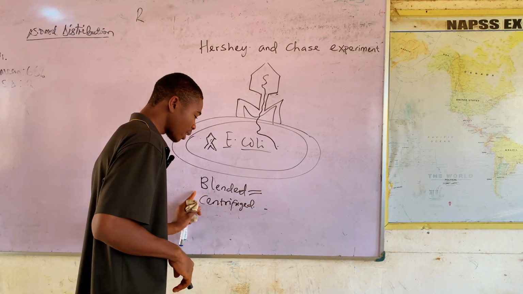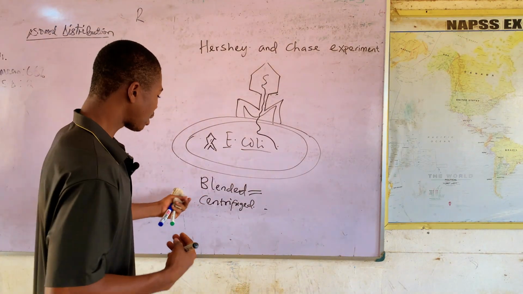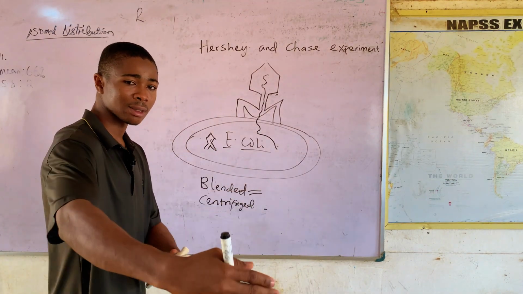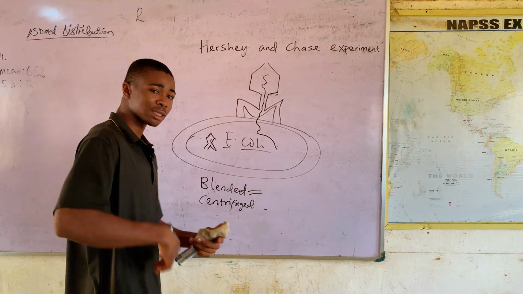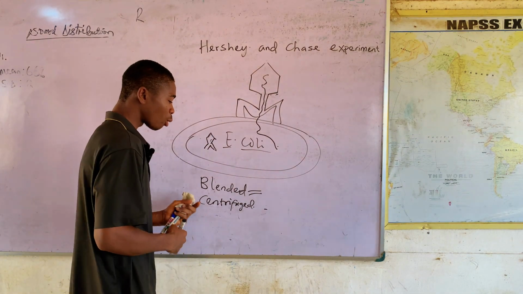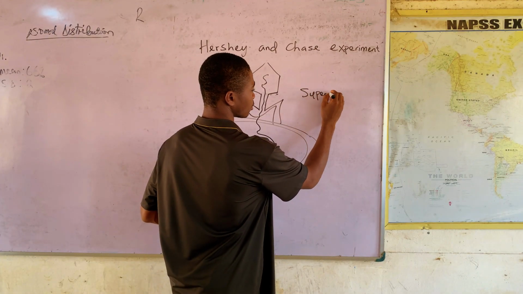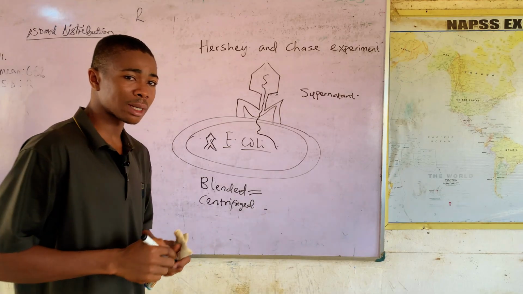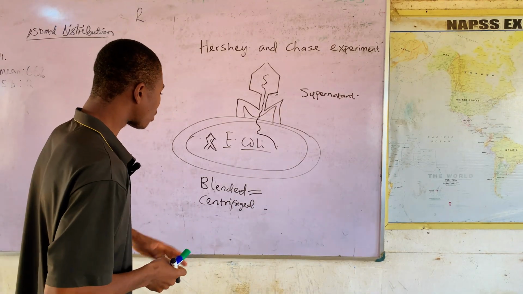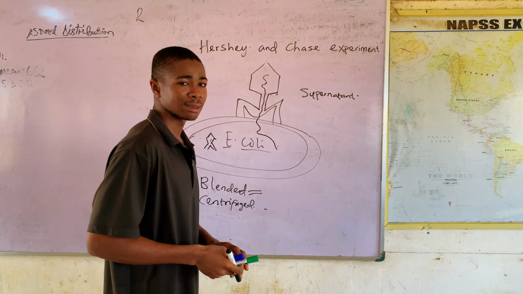When they centrifuged after blending, they then decanted. Sorry, they separated the supernatant from the pellet, which is the residue. When they observed the supernatant, they discovered what? Radioactive sulfur in the supernatant.